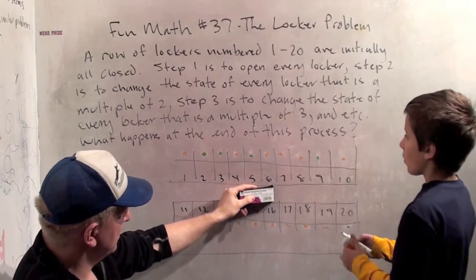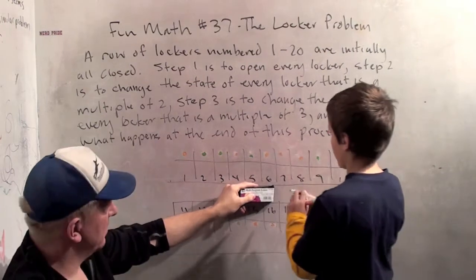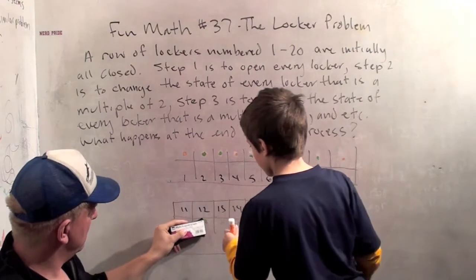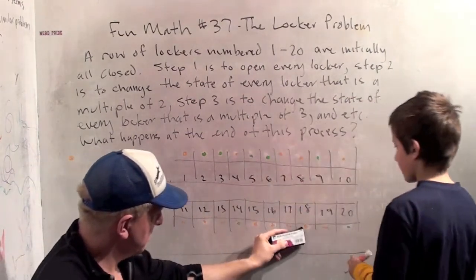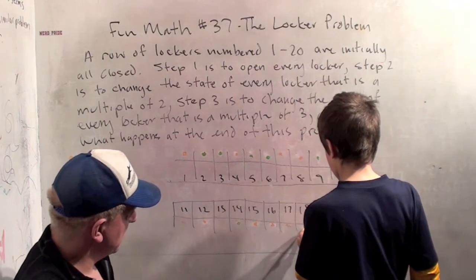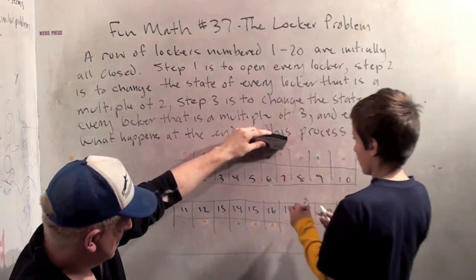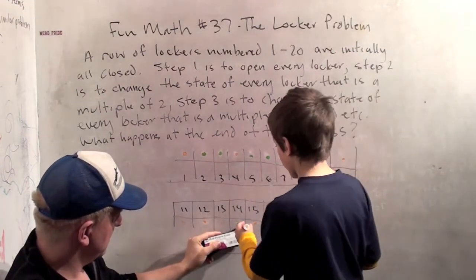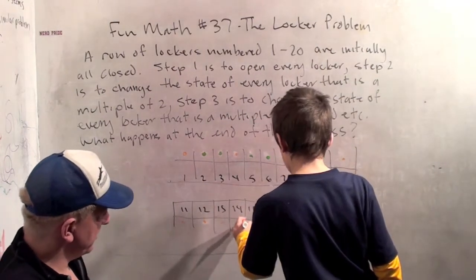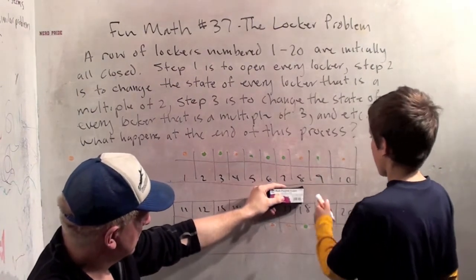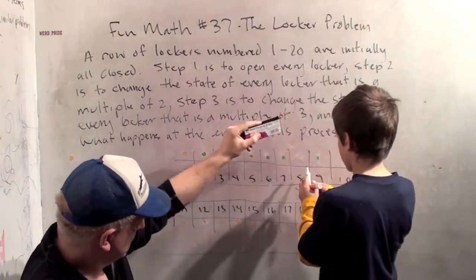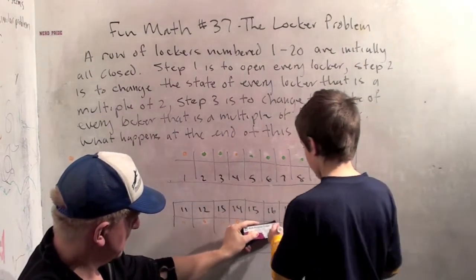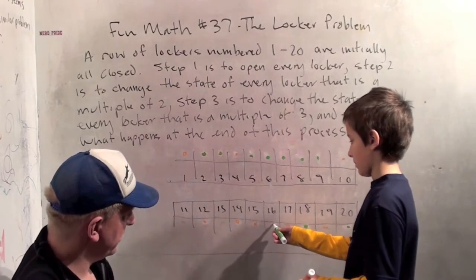Now you're going to do multiples of 6. Okay, we close this one. 12, open. 18, we close. Okay, multiples of 7. 7, close. 14, we open. Okay, now we're going faster because we only have 2 each. Multiples of 8. 8, we're going to close. 16, open. No, wait, close. Turn it green.